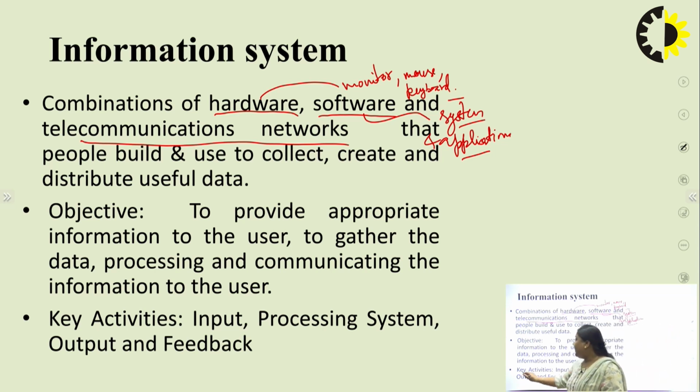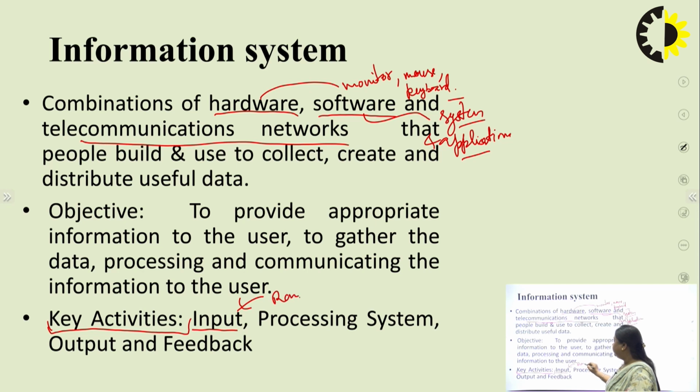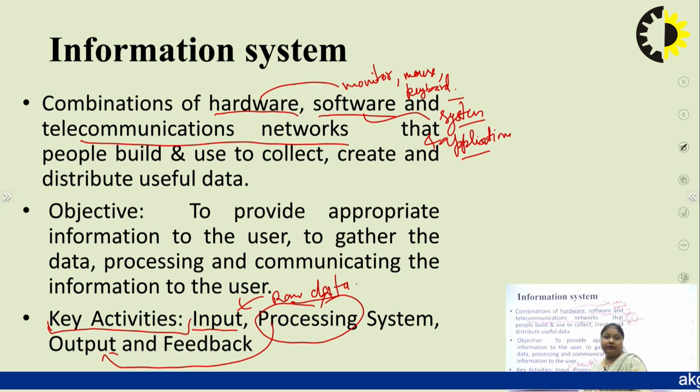So what are the key activities involved in the information system? Key activities are input. Input is raw data that is provided to the information system. Then some processing is performed on that raw data. After that, we get an output, and the end user will get the output, the meaningful information. And what is feedback?